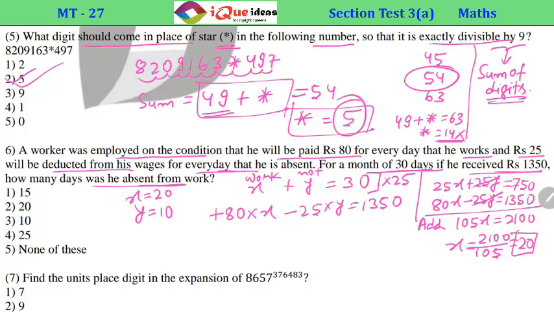That means he has worked for 20 days and not worked for 10 days. The question is asking how many days he was absent. Absent means not worked, that is 10. So the answer is the third option, 10 days he was absent from work. Alright, now let's take up the next one.